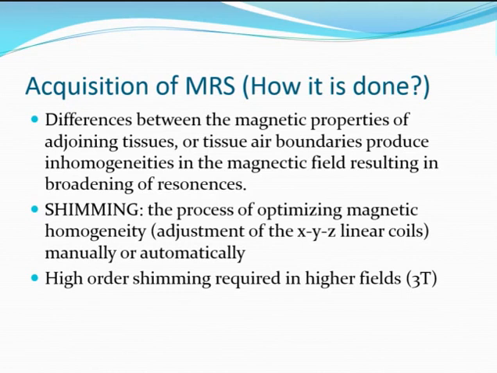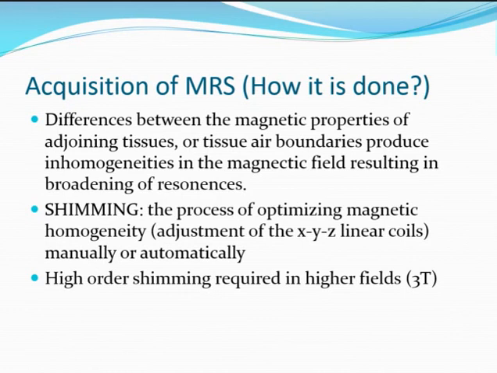So, how is it done? There are differences between the magnetic properties of different tissues or tissue-air boundaries, causing inhomogeneity in the magnetic field, resulting in broadening of resonance. This means that different tissues resonate at different frequencies, okay? So what we do here is we measure these frequencies. In order to do that, first rule, we need to have very good shimming. Shimming is having as homogeneous a magnetic field as possible, okay? You need a magnetic field that is very homogeneous along the machine.